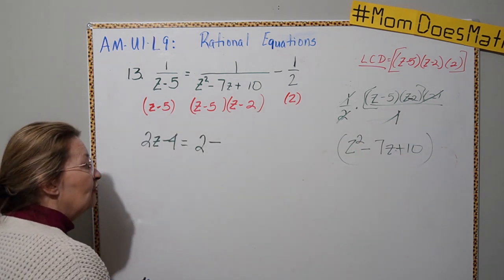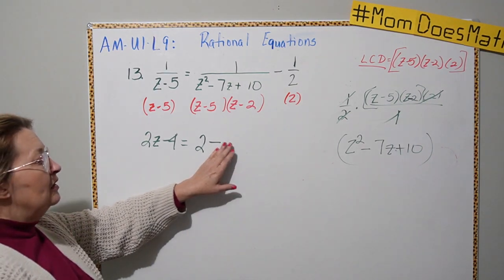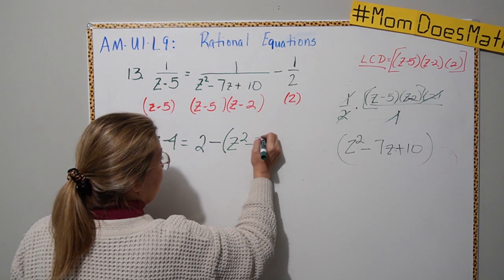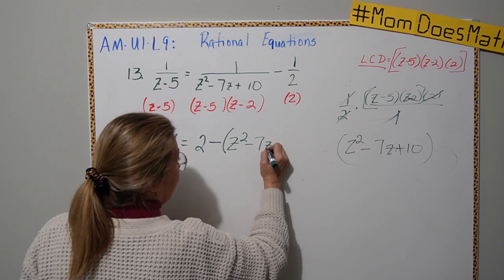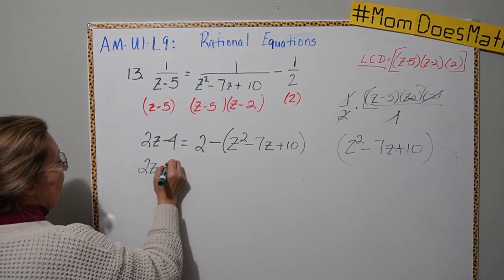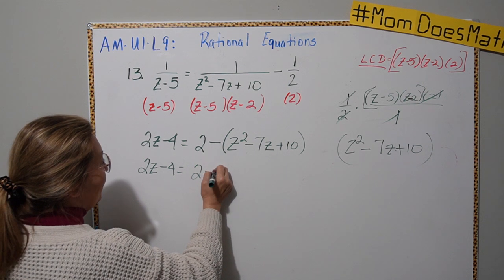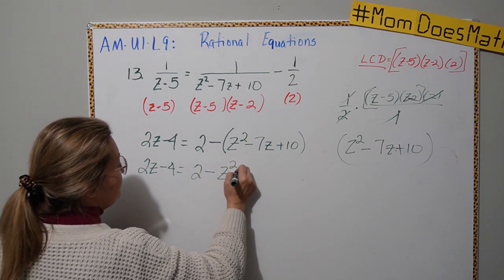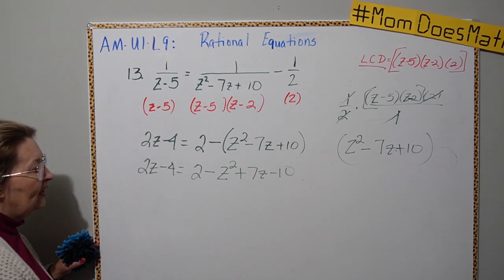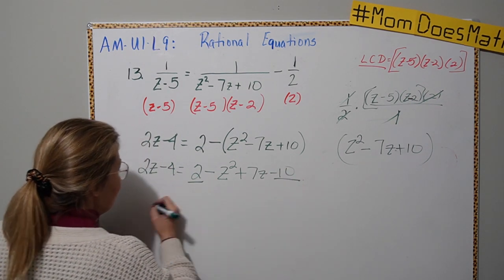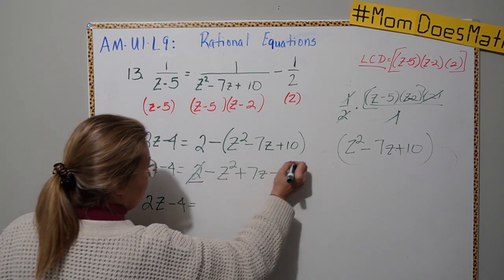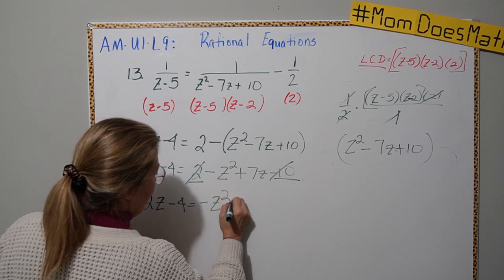Now, this is where you have to be careful also, because you are bringing it over here to be behind a minus sign. So we want to be sure that we consider that, because next we'll need to distribute. So we're going to leave this side like it is for now, 2 minus. All right, that's going to be minus z squared, a plus 7z, and minus 10, okay? 2 and minus 10 can combine, so now we have 2z minus 4 is equal to negative z squared plus 7z minus 8.